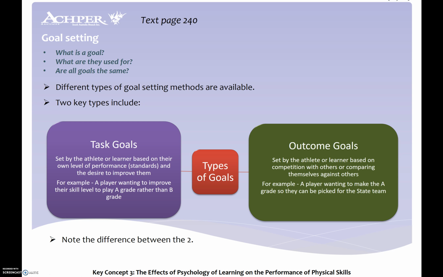So, different types of goal setting methods are available. Two types are task goals and outcome goals. Task goals being where the athlete or the learner sets their own goals by a level of performance standards particularly and desire to improve them. For example, the player wanting to improve their skill level to play A grade rather than B grade. Where outcome goals are set by the learner or athlete based on the competition with others and comparing themselves against others. So, for example, a player wants to make the state A grade so they can then be picked for the state team.